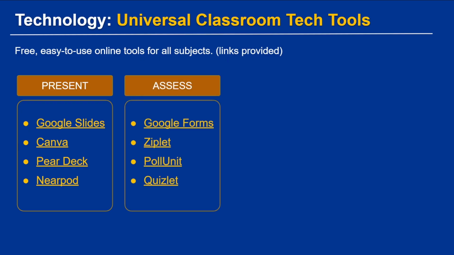Next, here's some ways you can gather quick assessments with your students. Google Forms, as always, is the classic one. You can create quizzes and surveys. Ziplit is a fun one that has simple electronic exit tickets. I used this one all the time when I first started teaching, and I really liked it.